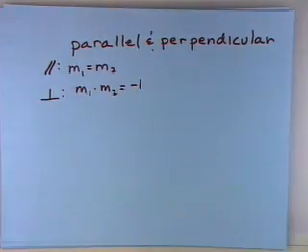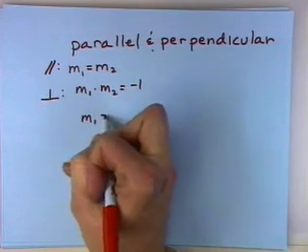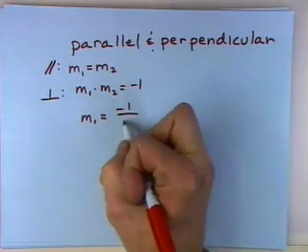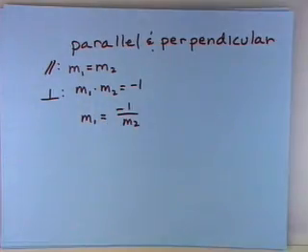is -1, or you may be used to this version, that they are negative reciprocals of each other. That's not a real simple validation to prove that that is in fact the case. But we've seen and used that for several years, that the product of their slopes is -1, or they are negative reciprocals of one another.